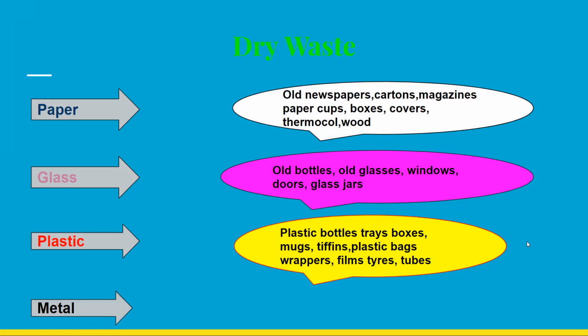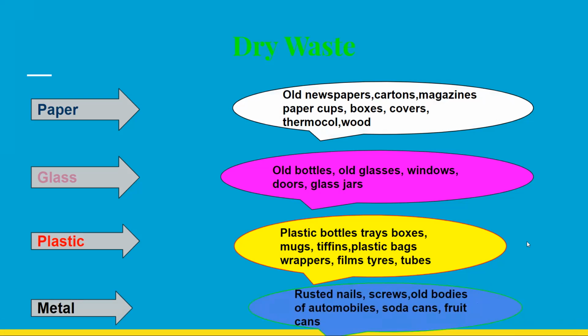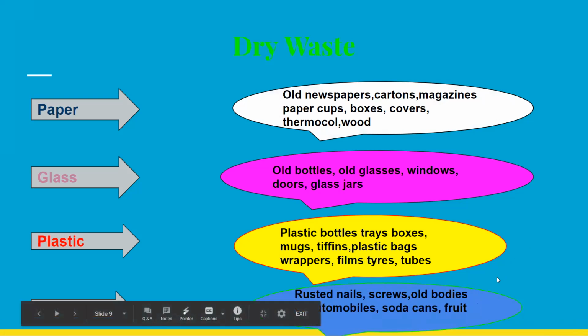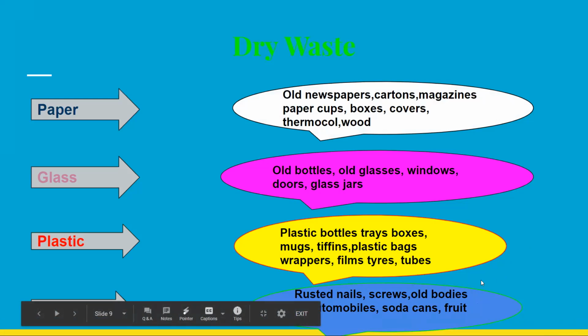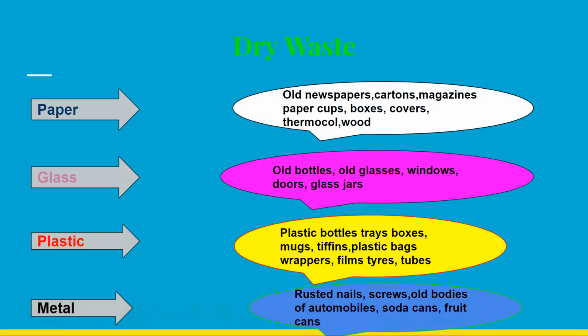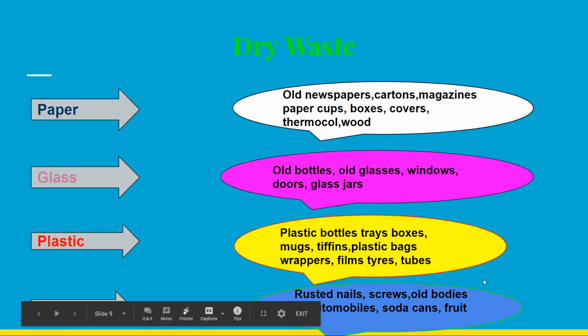Now the next and the last one is the metal waste. So the metal waste are rusted nails. We are using the nails, the carpenters are using the nails. When the nails come in contact with the air, they get rusted. The rusted nails are of no use for us. We are throwing them, it is waste. Screws, old bodies of automobiles, soda cans, fruit skins. These all are the examples of paper waste, glass waste, plastic waste, and the metal waste. And these all are the dry waste.